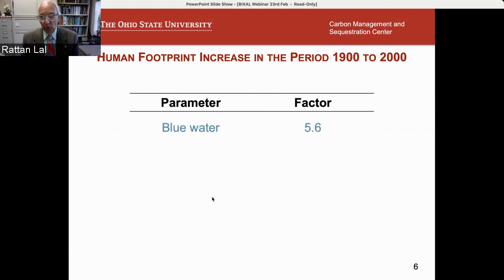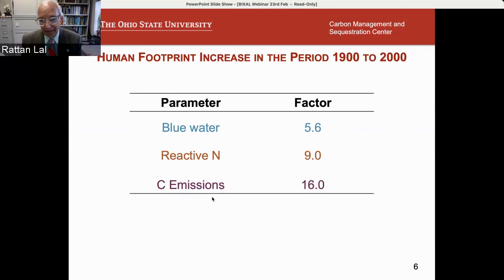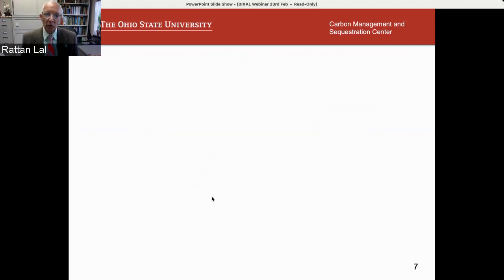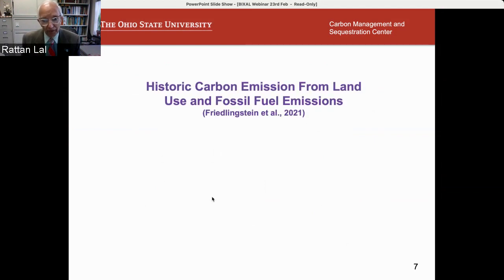Human footprint: blue water has increased over the last century, from 1900 to 2000, by a factor of almost 6. Reactive nitrogen, that's the fertilizer nitrogen, by a factor of 9, and carbon emission over the last century by a factor of 16. Is it time to think and revisit our strategy, how to be environment friendly, how to make agriculture and our lifestyle environmentally congenial, protective, restorative, and friendly, of course.